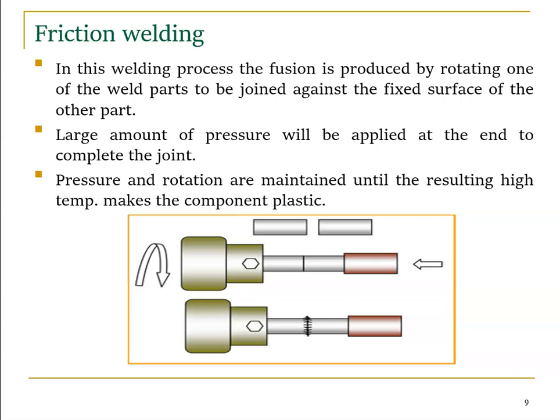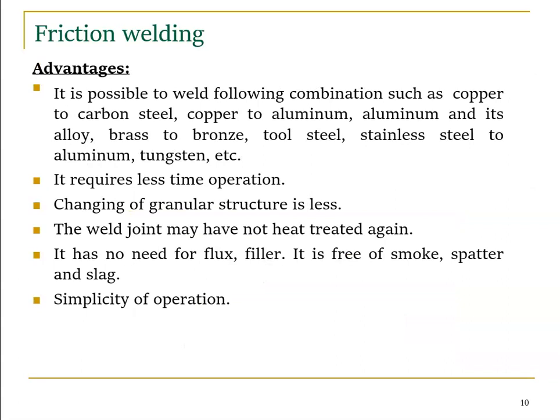The plastic means permanent joint, right? So this is what friction welding is. The advantages are, it is possible to weld the following combinations such as copper to carbon steels, copper to aluminum, aluminum and its alloys, brass to bronze, tool steel, stainless steel, and aluminum and tungsten, etc. So one of the advantages in solid state welding is you can join two dissimilar metals, right?